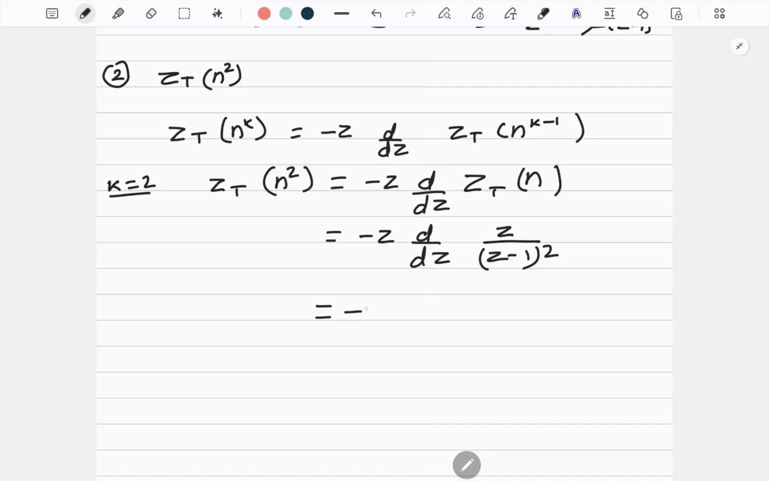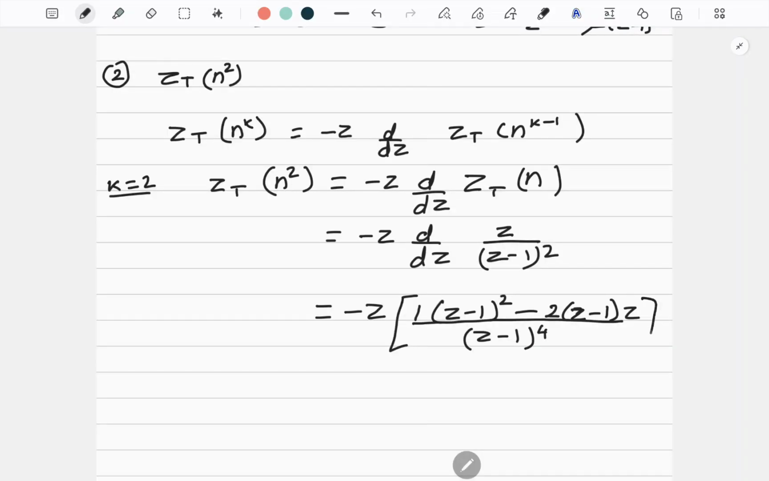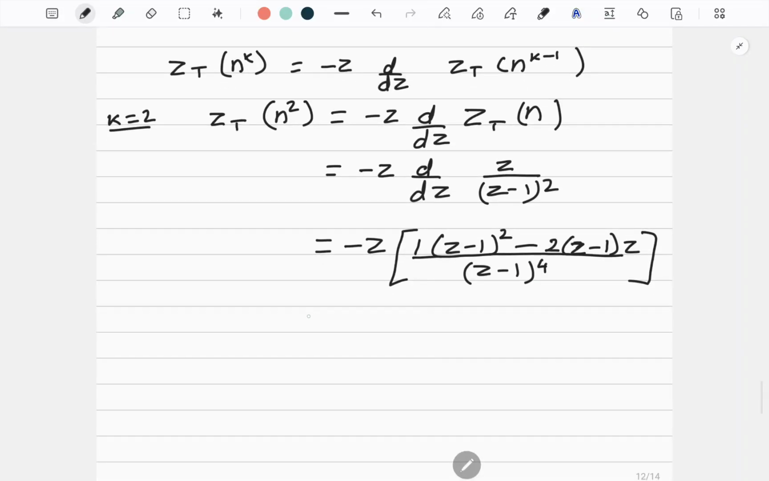So next step, minus z, differentiate. Apply the quotient rule. Differentiation of the numerator is 1 into the denominator, minus differentiation of the denominator, which is 2(z minus 1), into the numerator, upon the denominator square. Correct? Now from the numerator, take z minus 1 common from both the terms, and that will get cancelled by the denominator.